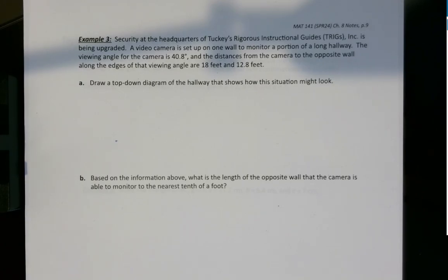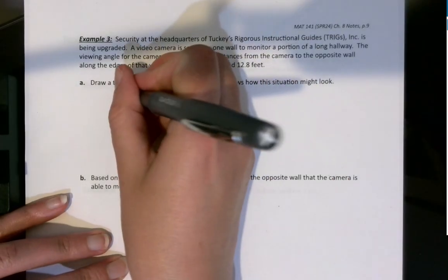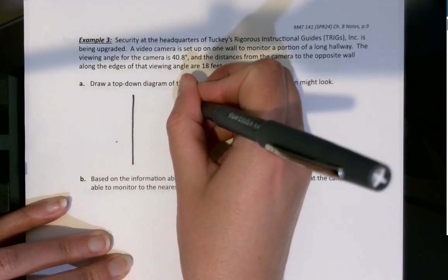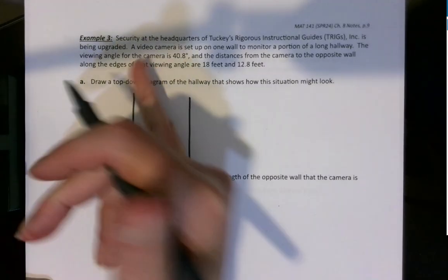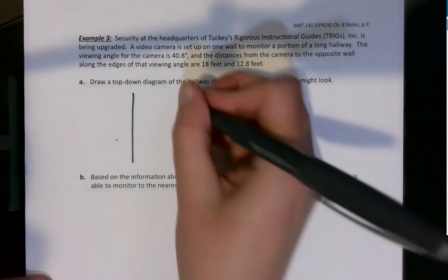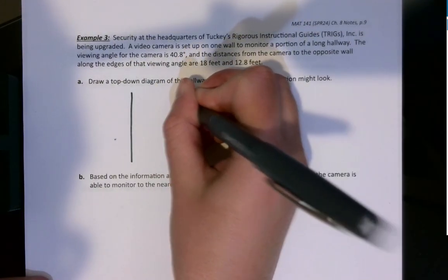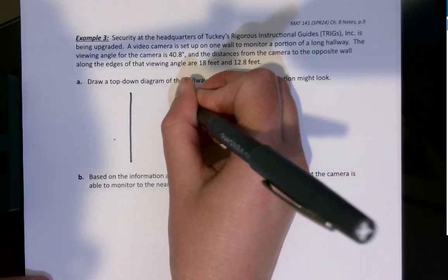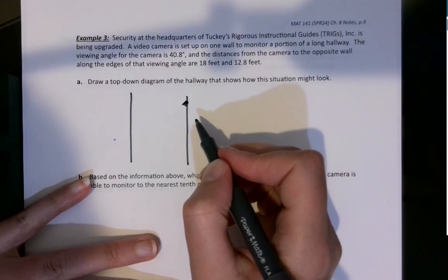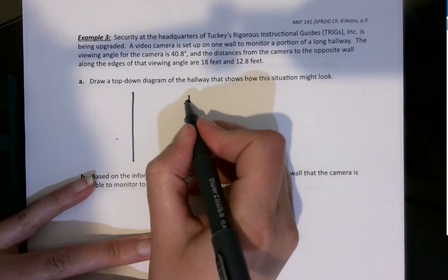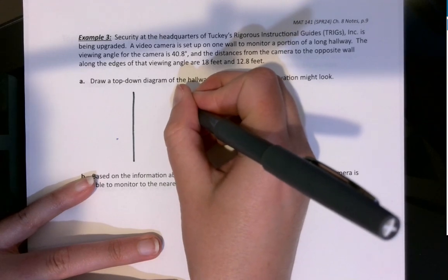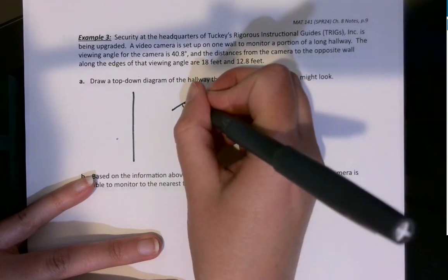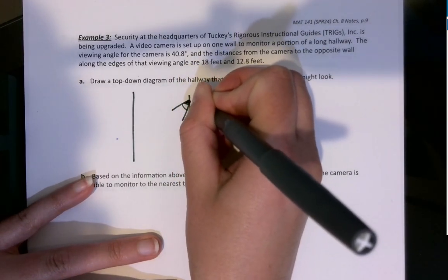Let's see if we can make a diagram of this hallway. So our hallway is going to have two walls that are perpendicular from each other. We're going to walk down this hallway, and there is a video camera in the corner on one of my walls right here. And the viewing angle for this camera, it's able to see an angle here of 40.8 degrees.